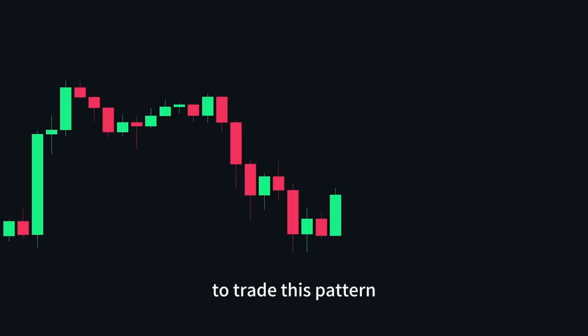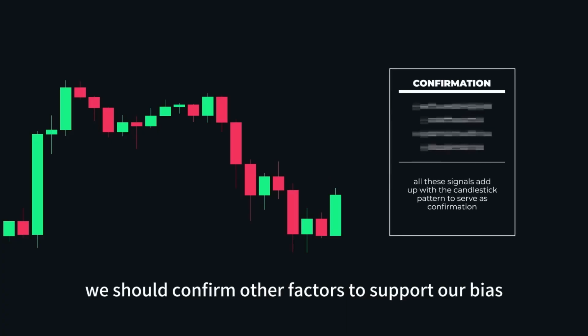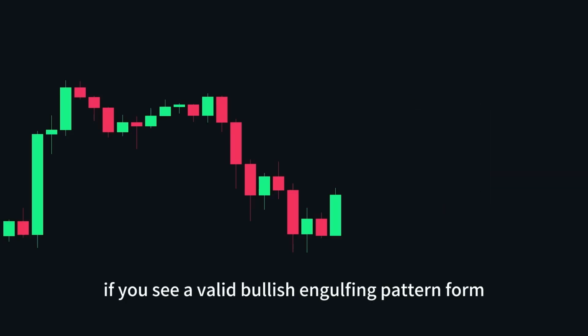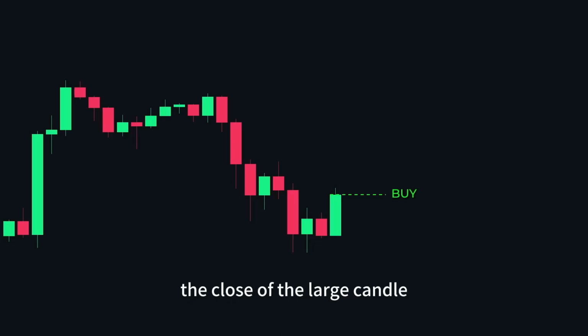To trade this pattern, we should confirm other factors to support our bias, which we'll discuss later. However, if you see a valid bullish engulfing pattern form, you can enter a buy position at the close of the large candle, with your stop loss set at the bottom wick of the green candle.